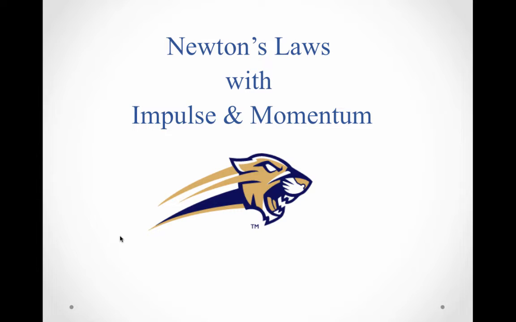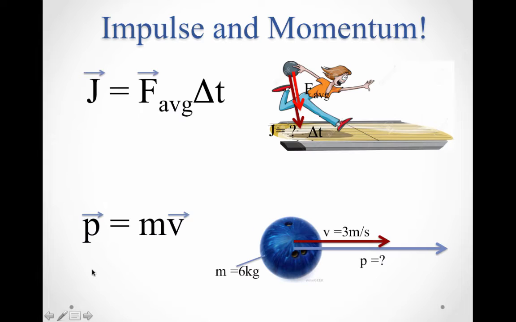Newton's laws with impulse and momentum. Recall that impulse, J, is equal to the average force times the interval of time. So the bowler provides an impulse to get the bowling ball going here. And momentum is P, which is equal to mv. The momentum is equal to the mass times the velocity. So once the bowler releases the ball, it will have momentum.